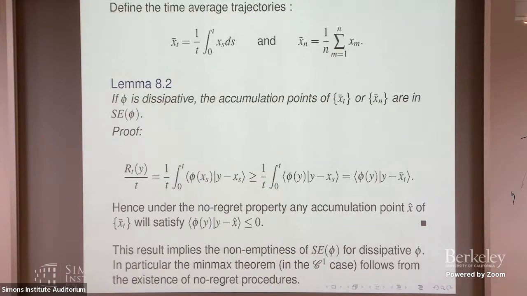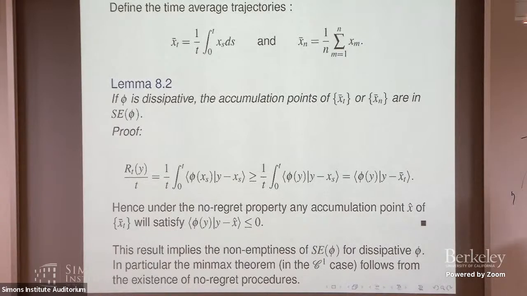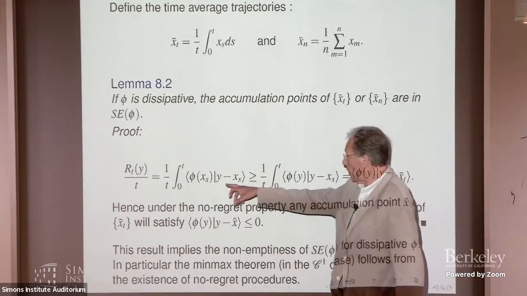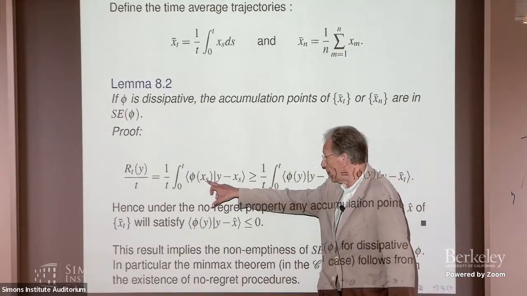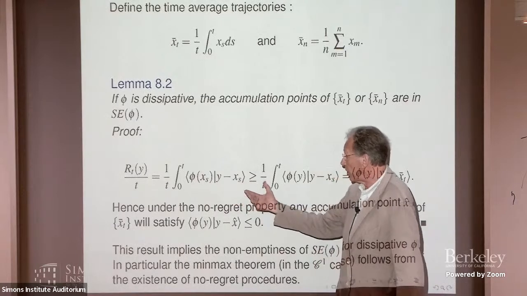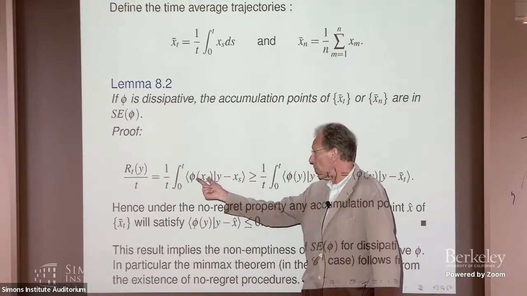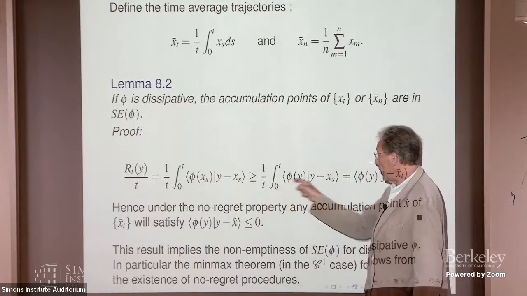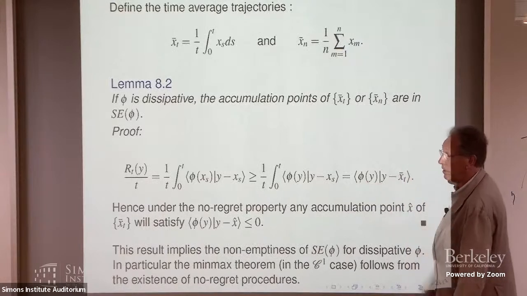On the other hand, if you look at the time average trajectory, if phi is dissipative, the accumulation points of the average are in SE. And the point is that you use here the fact that it's monotonic to replace x here. You see here, you cannot take any average. You don't have any linearity on phi. You don't know anything about phi. But you replace here by phi of y, and here this is linear. And this is the proof.